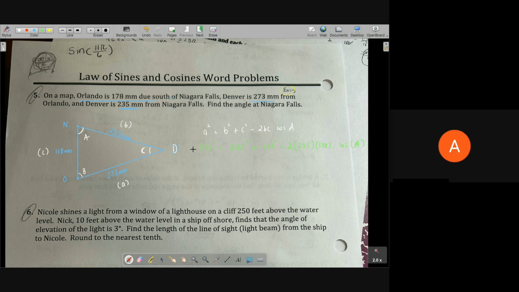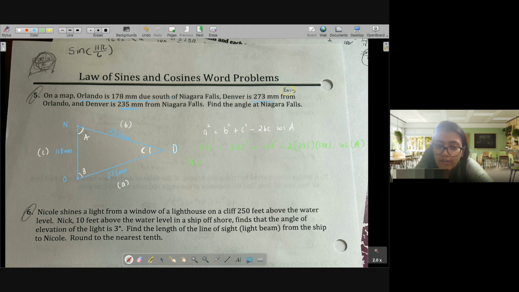Okay, so 273 squared is 74,529. Then 235 squared is 55,225. And 178 squared is 31,684. Minus 2 times 235 times 178, that's 83,660, times cosine of angle A.